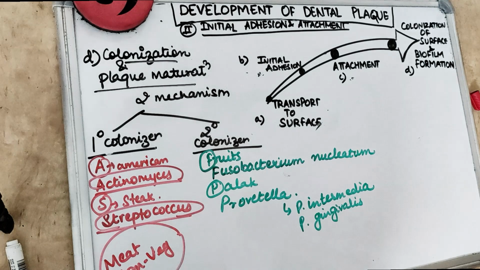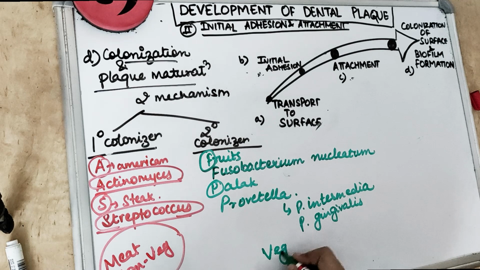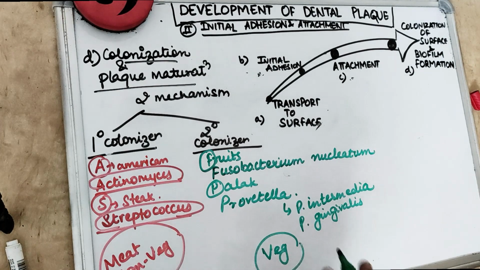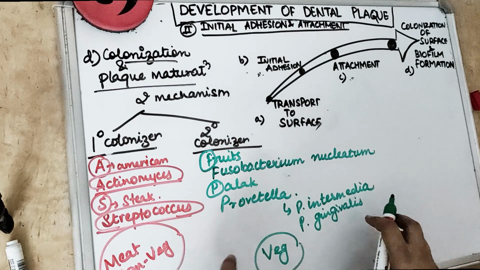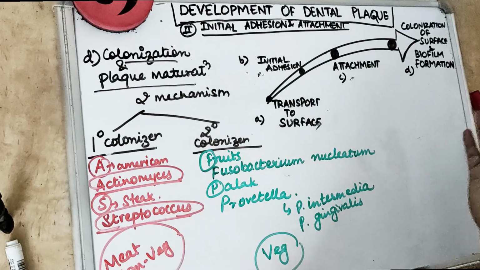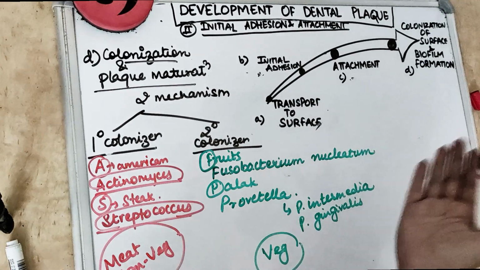Secondary colonizers are the people who are vegetarians, who get infected not from the meat, not from the source which spread the infection, but from other people who eat meat. So secondary colonizers are basically all the microorganisms, all the bacteria, which come later on.